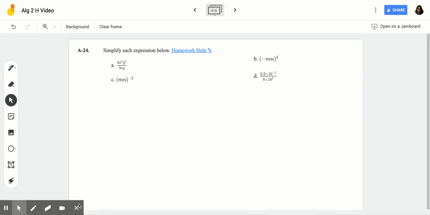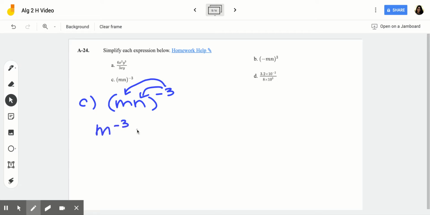So for C, it looks very similar, mn to the negative 3. But a huge difference, the negative is in the exponent. Here, the negative was not in the exponent. When the negative is in the exponent, I can expect things to move. Now, you can either move them to the bottom right away, cross a line, change the sign, or you can distribute first. I'm going to go ahead and distribute this to both things that are on the inside. So m to the negative 3 and n to the negative 3.